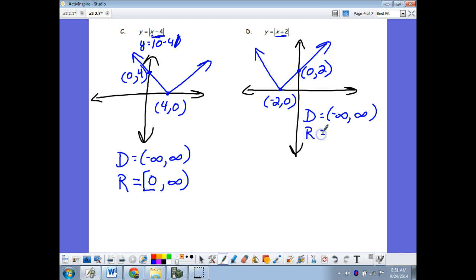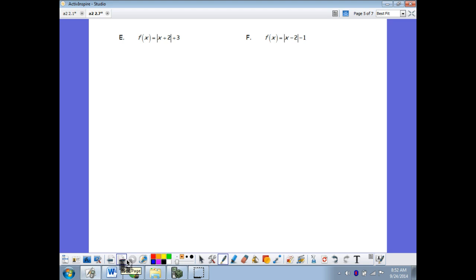And then the range, bottom is the point 0, again, y coordinate with the range. It includes 0, so we put a bracket around it. And the top is infinity. And then in the next two examples, we are going to apply both vertical and horizontal translations to these.